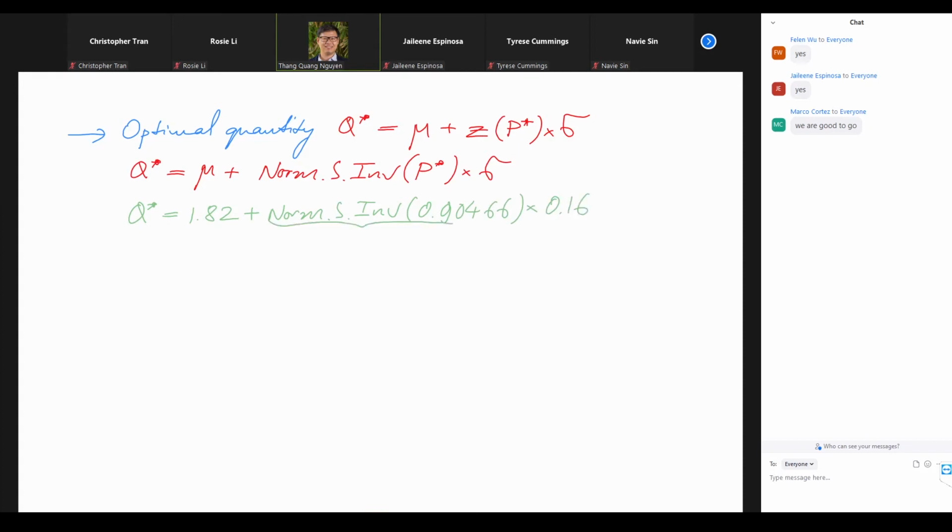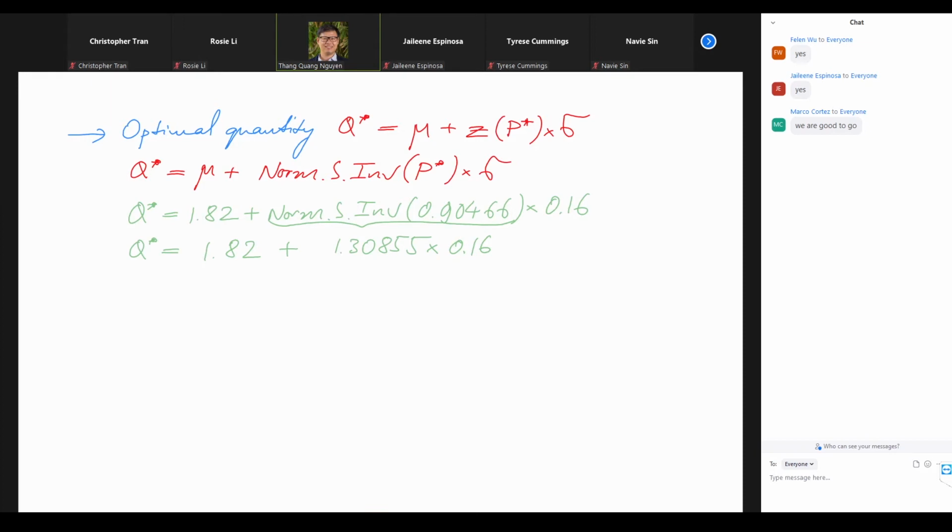So even though it looks long, it's just a number, right? If you punch equal and then NORM.S.INV of 0.90466, you're going to have 1.30855. Okay, and then let's go back to the equation. So Q star is going to be 1.82 plus that times 0.16. Please make sure that you do the multiplication first before you do the addition. Right? That's the order of operations.